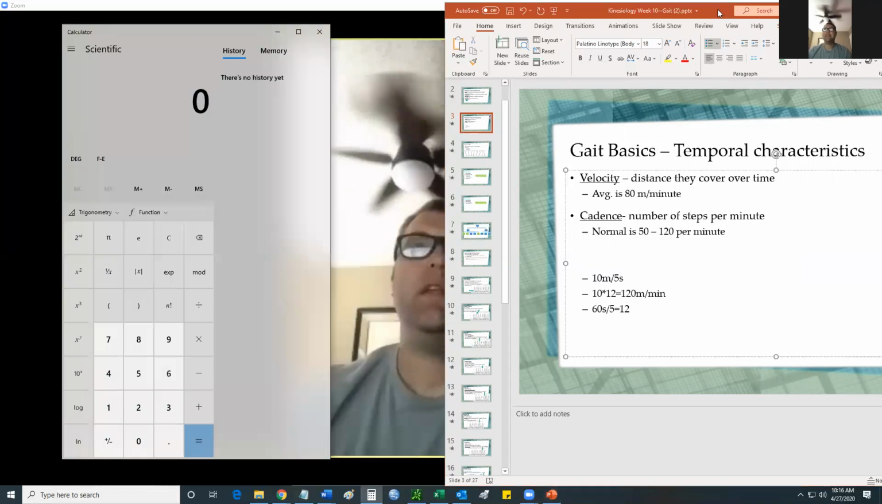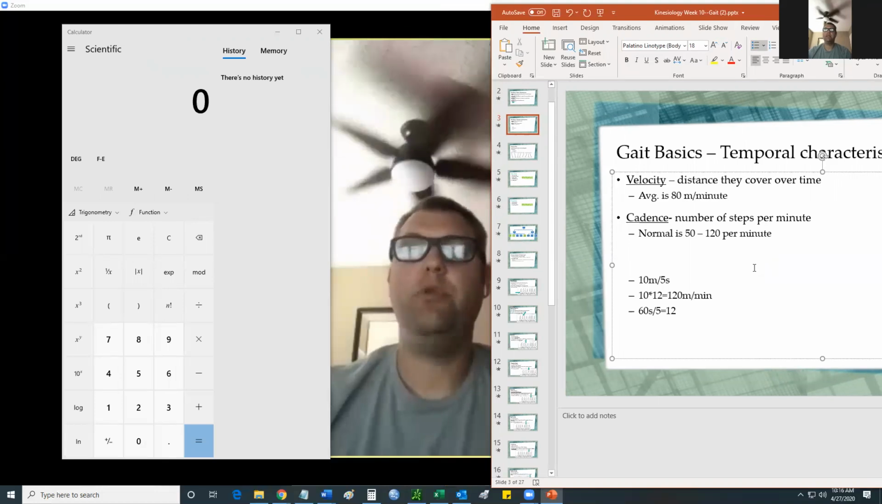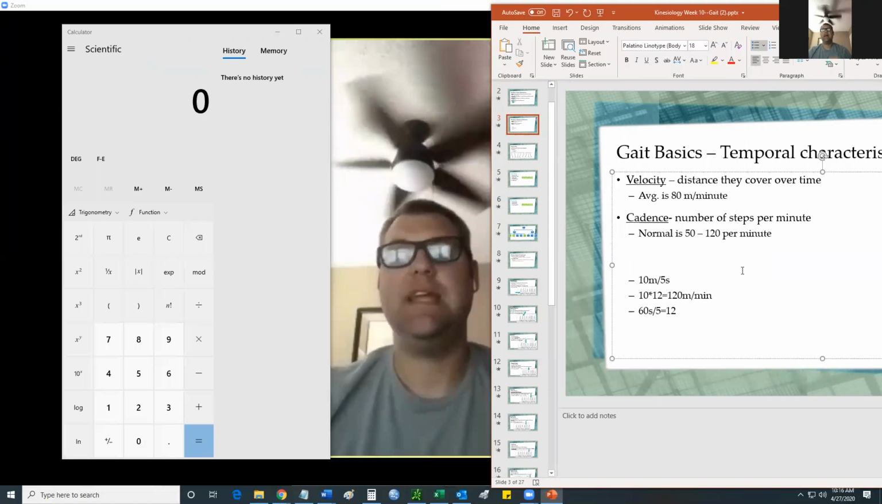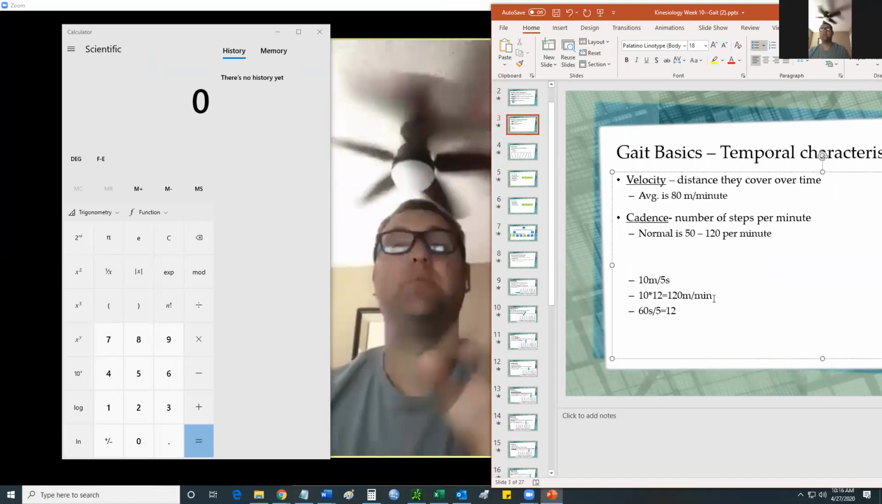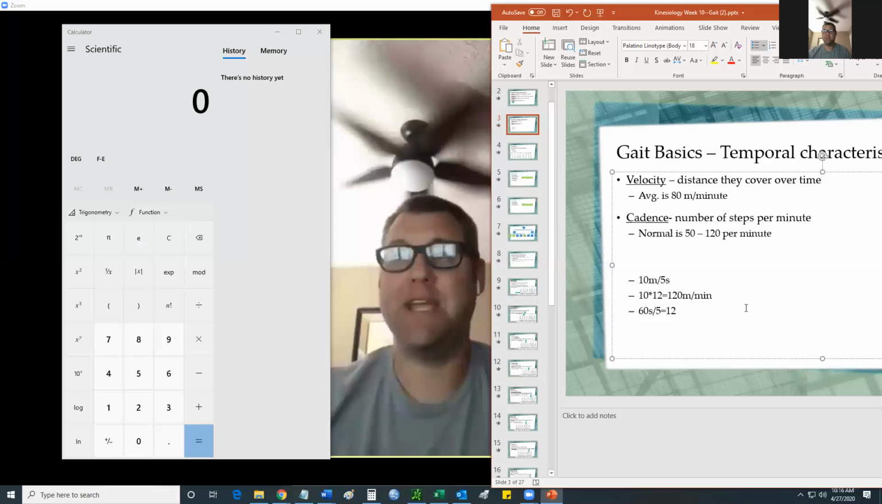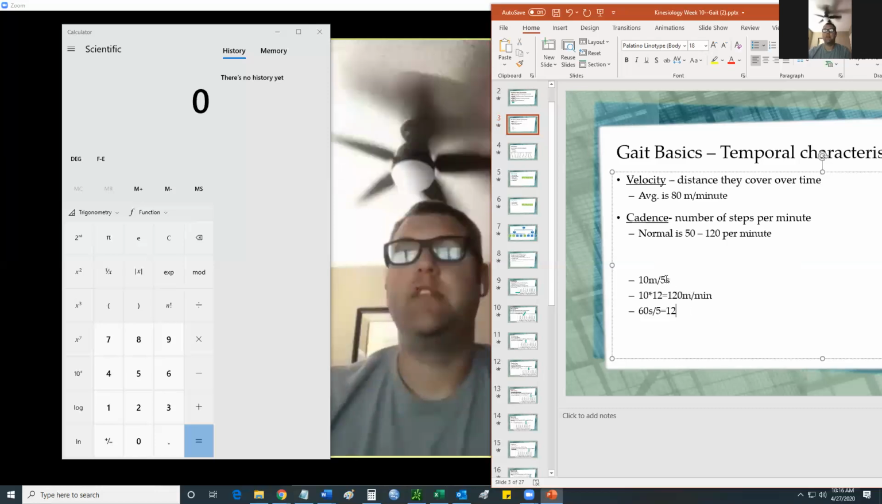Remember, it's velocity and not speed. Speed is a scalar unit. So you would only be measuring speed if you started and ended at the exact same place. Velocity is distance over time, or I'm sorry, displacement over time. So you have to end somewhere else other than where you began. That would be how I get velocity.